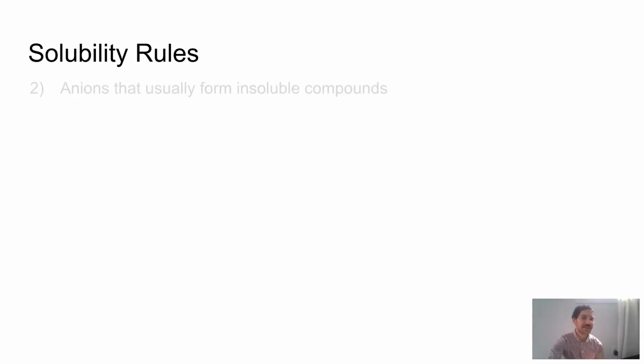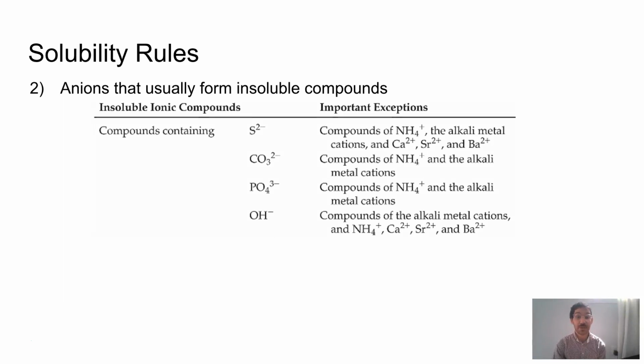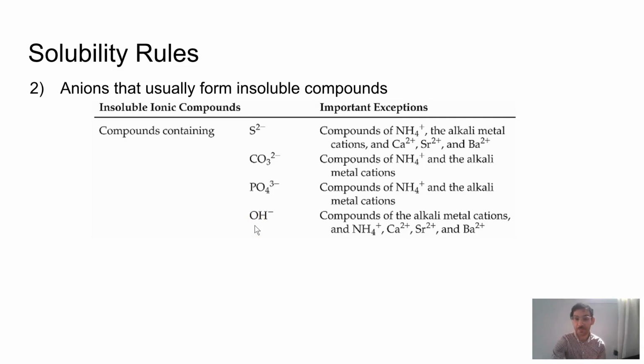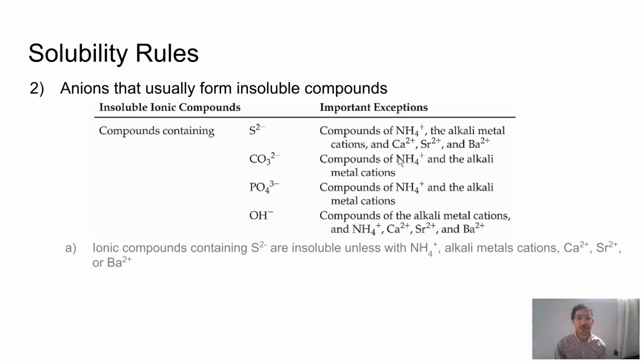Let's talk about anions that are typically going to form insoluble compounds. When you see these anions in a compound, it probably will not be able to dissolve or might often form a precipitate. So if you see the sulfide anion or carbonates, phosphates, or hydroxides, these are all typically insoluble unless they're partnered with some of these exceptions. So sulfide is going to be insoluble unless you partner it with ammonium, the alkali metal cations like sodium, lithium, potassium, or calcium, strontium, and barium, a few of those alkaline earth metals.